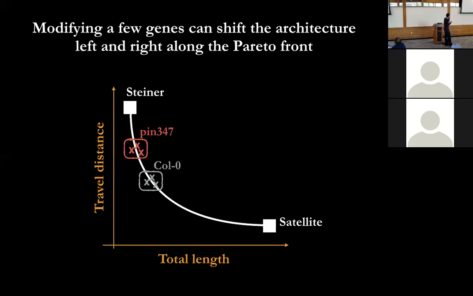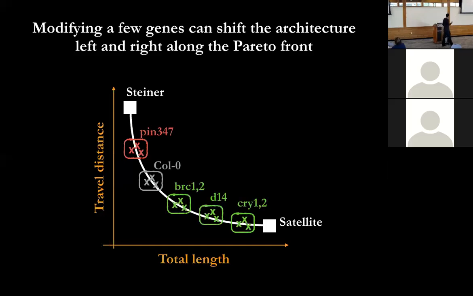Okay, and so what this is telling us is that these genes are somehow involved in making this trade-off. And if you did want to breed a plant that is more functioning on this objective, these could be some genes of interest to look at.